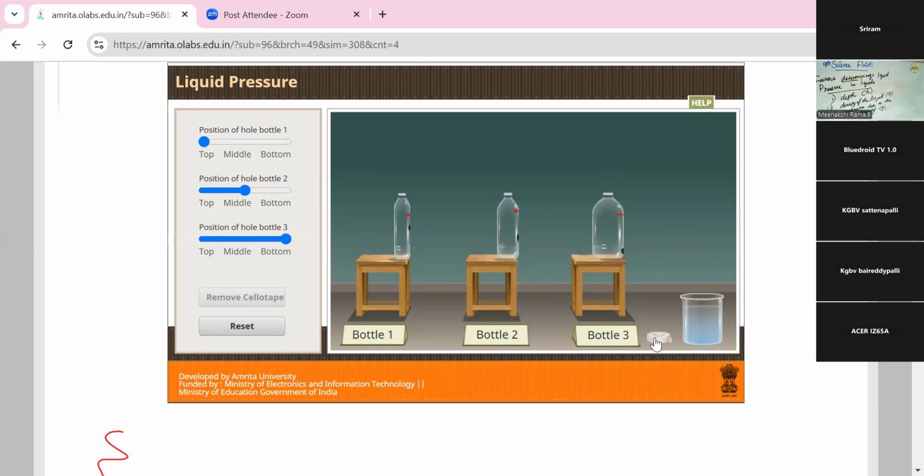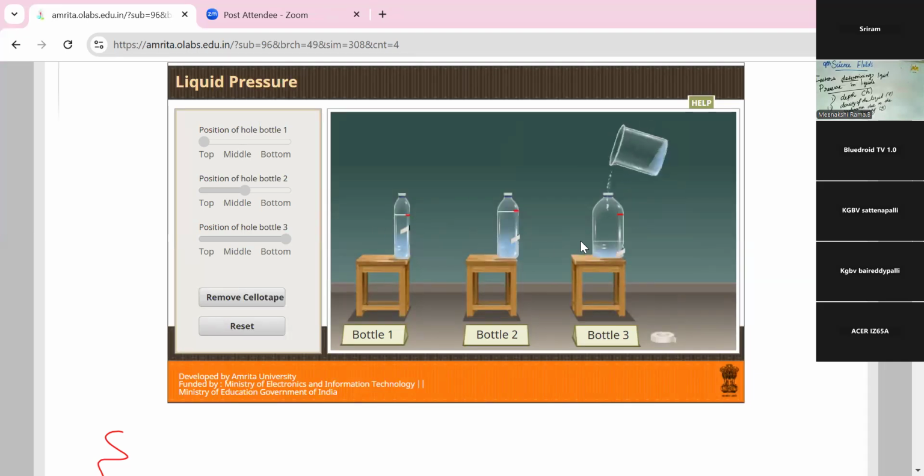Okay. So I want to close the holes with the help of sellotape. Yes, all the holes are closed in these three bottles. Next, we are going to fill the water in all the bottles. First bottle is filled. Second bottle also filled. And then, yes, third bottle also filled.